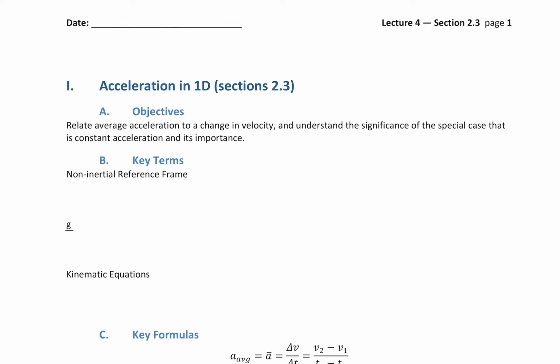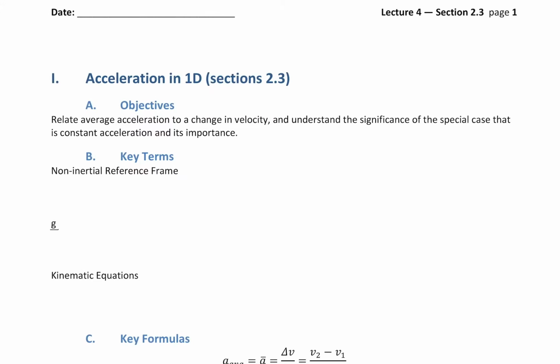Here we're covering a single section, section 2.3. It may just be one section, but it's jam-packed full of a lot of information to take in, because it's a big one. It introduces acceleration in one dimension, and there's a lot we can say about acceleration. It's very important. So we want to relate average acceleration to change in velocity, and understand the significance of the special case that is constant acceleration, and its importance. Because really, when we talk about acceleration, most of the time we actually mean constant acceleration.